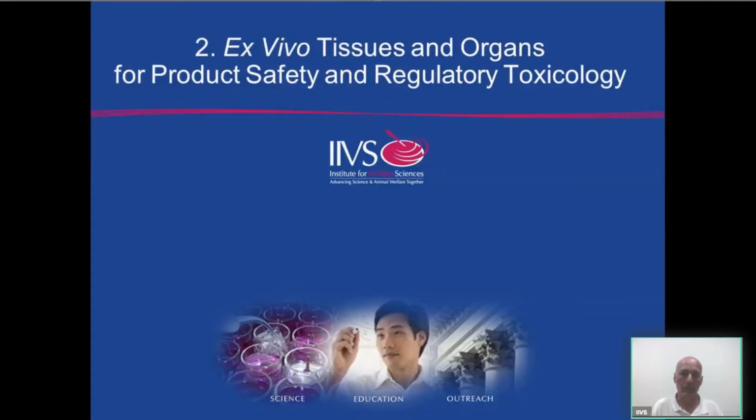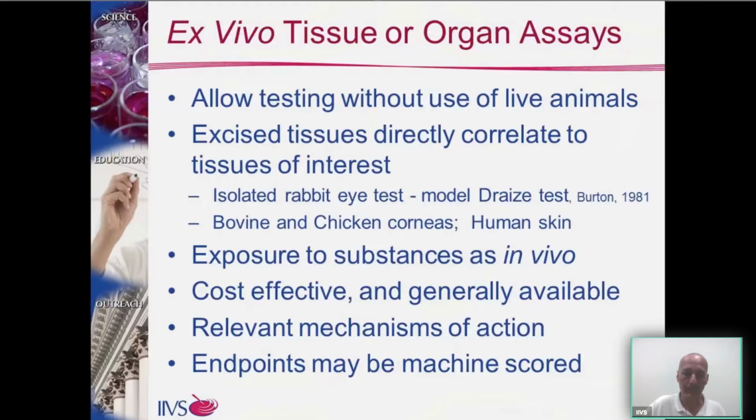So what do we do? Then we perhaps consider more complex models, and some of the early models to be viewed were ex vivo tissues and organs for product and regulatory safety testing. Now these ex vivo models allow testing without the use of live animals. The excised tissues directly correlate to the tissues of interest, and in particular in replacing the Draize test, the isolated rabbit eye test was the first application of using ex vivo tissues to mimic what was happening in the Draize test. And similarly, bovine and chicken corneas were utilized to do the same and to build test methods that utilized tissues from animals that were already harvested for abattoir purposes.